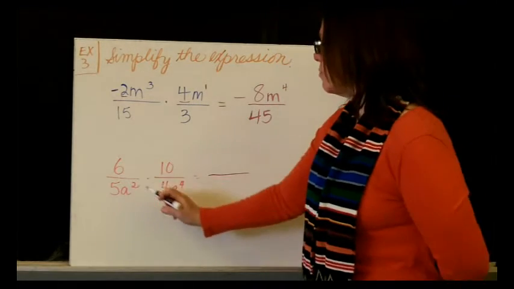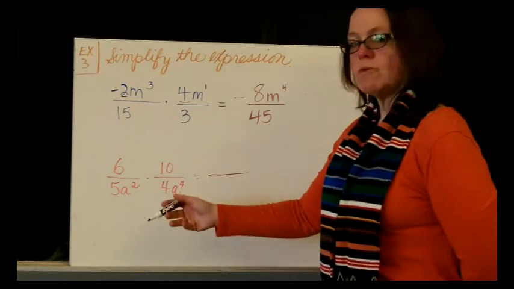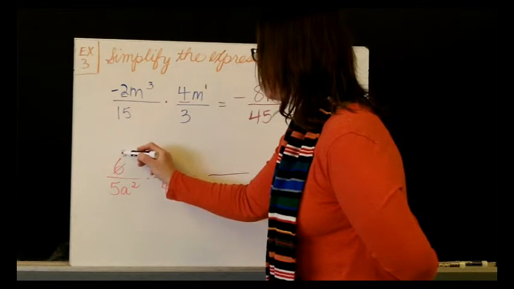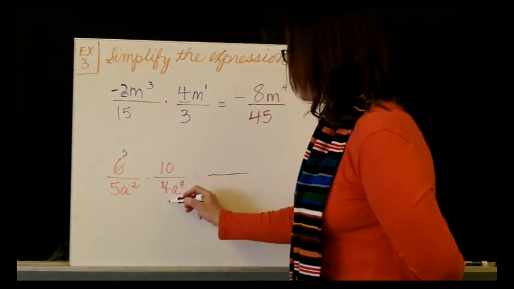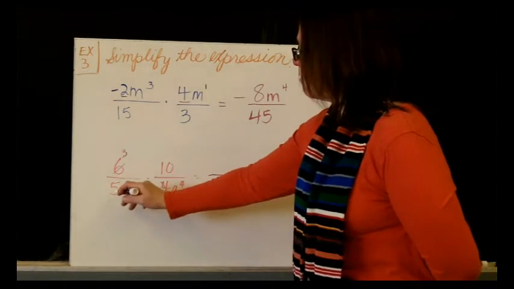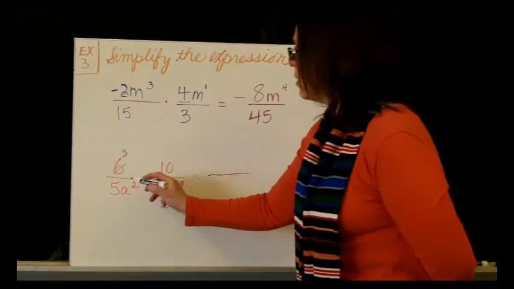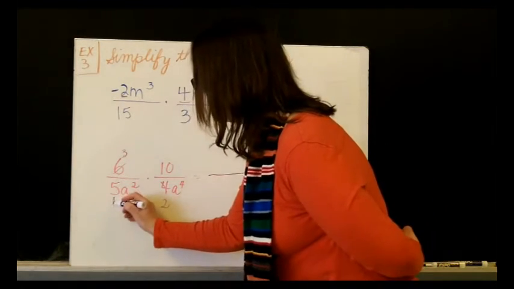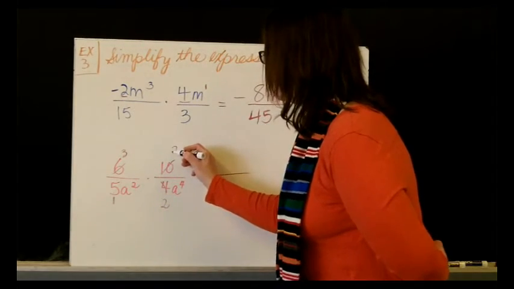We have a 6 and we have a 4. They do have a factor in common of 2. 6 divided by 2 is 3, and 4 divided by 2 is 2. Now we'll look the other way. We have a 5 and we have a 10. 5 goes into 5 once. 5 goes into 10 twice.